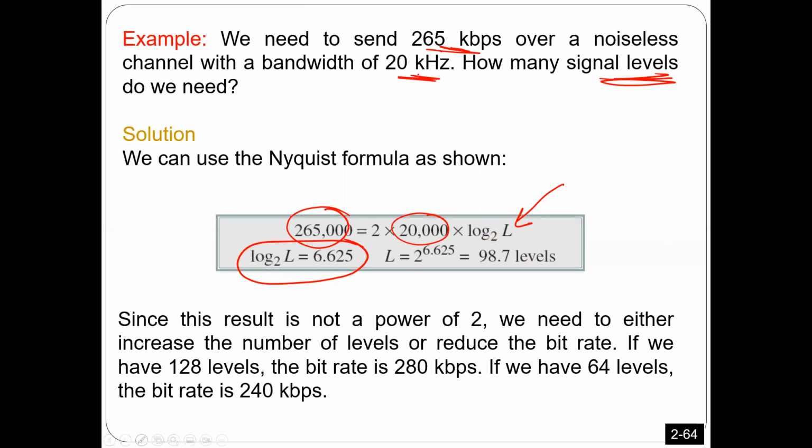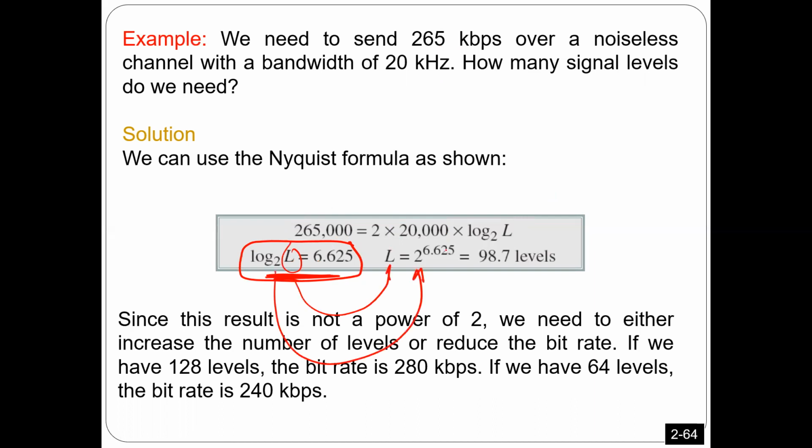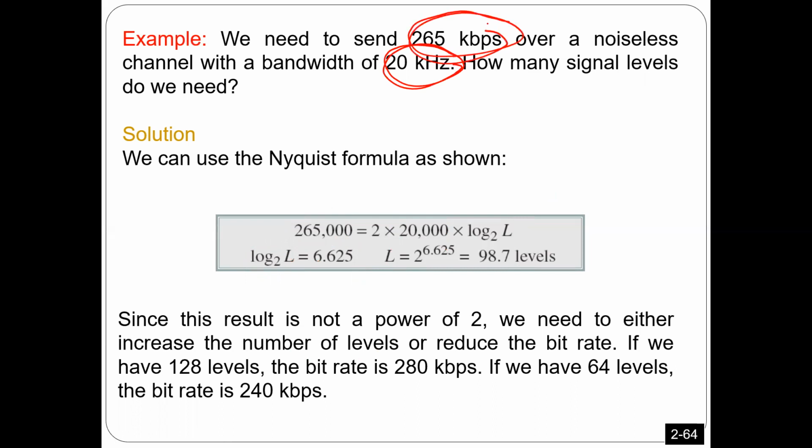In order to calculate the value of L, you can use the calculator, or from the logarithm, L is equal to 2 to the power of this value. After you do the calculation, you find that, given this amount of bandwidth, in order to get this bit rate, the number of levels should be 98.7.